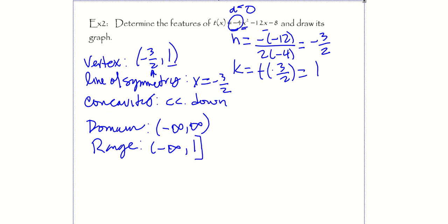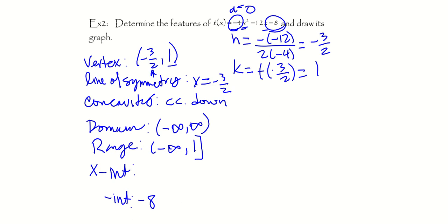So when I want to graph this, oh, you know what I haven't found? I haven't found the x-intercepts. Let's add that because that's really important. So I want to find my x-intercepts, right? I also need my y-intercept. Y-intercept is easy. It's the constant in the function, so that is -8, and let's say this right. It's not a y-intercept here. It's a t-intercept.